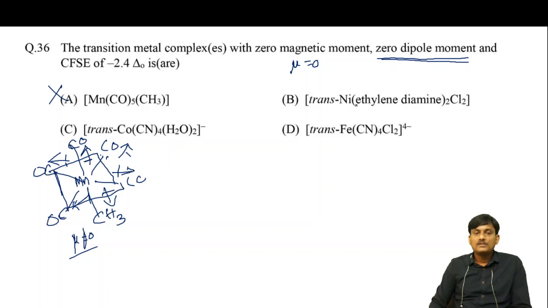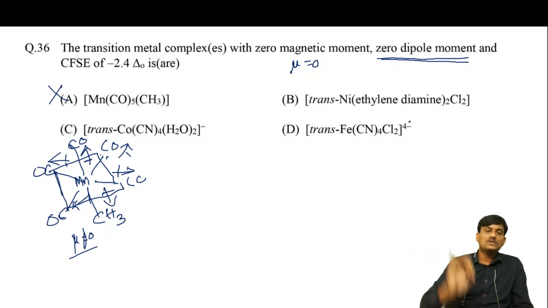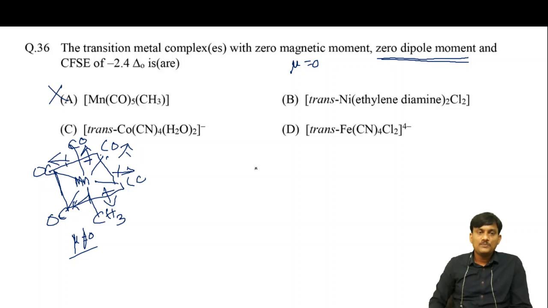And this one, trans [Ni(en)2Cl2]. In this case, dipole moment is 0. In this case also, dipole moment is 0. And in this case also, dipole moment is 0. In the first case, the dipole moment is not equal to 0. And zero magnetic moment. Suppose if you take this one, what is the electronic configuration?